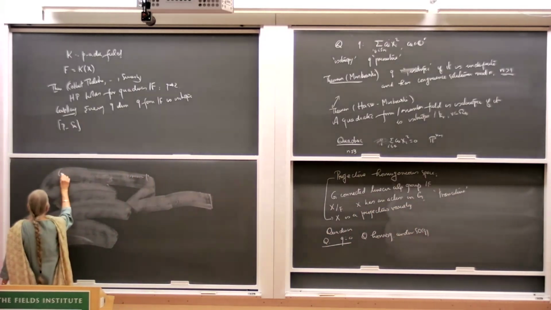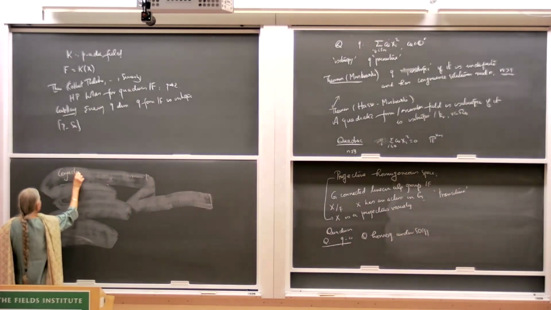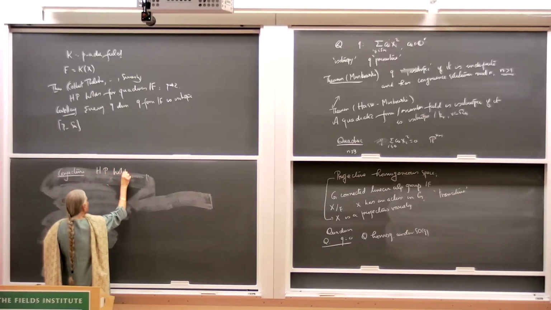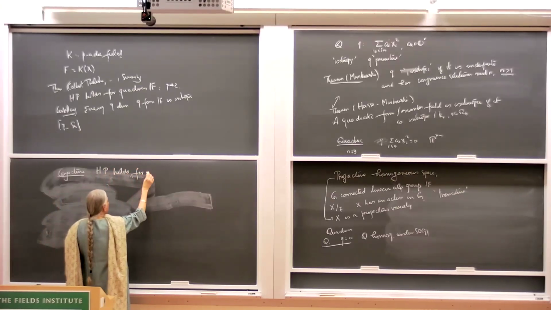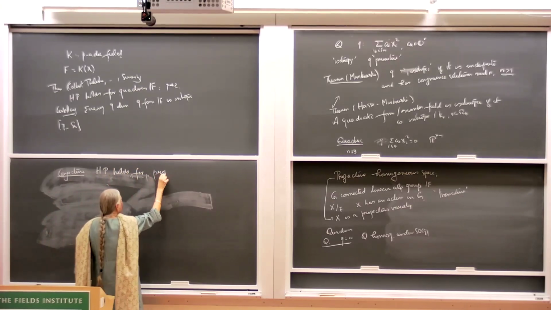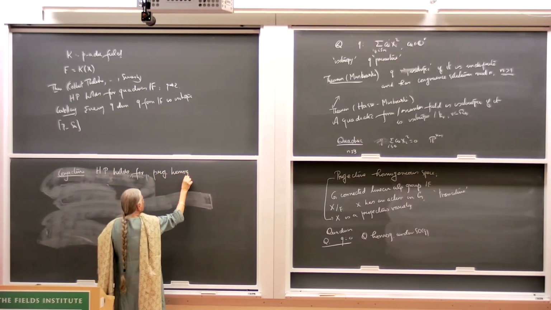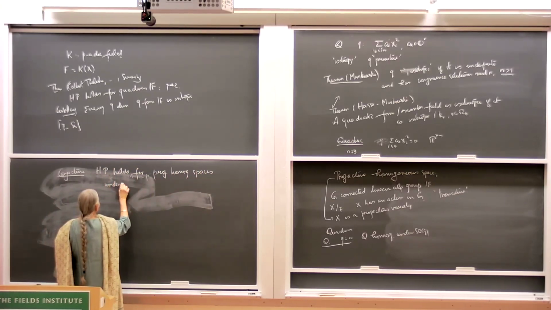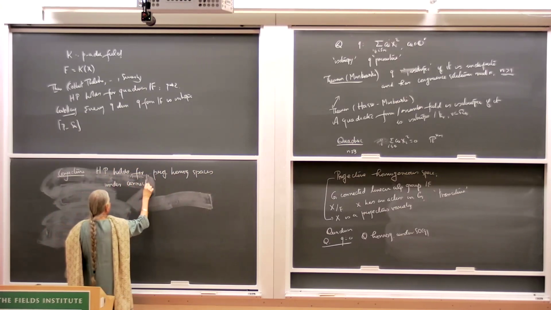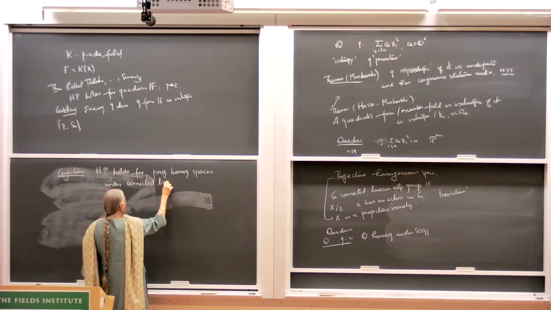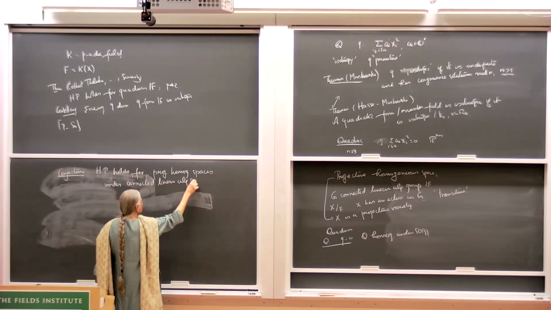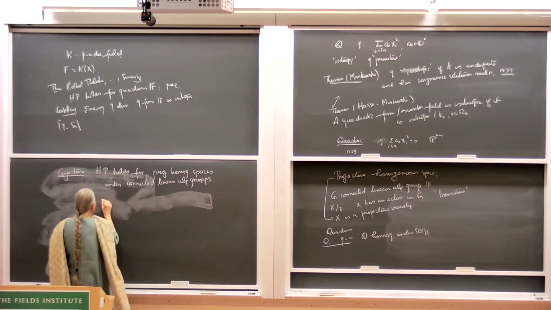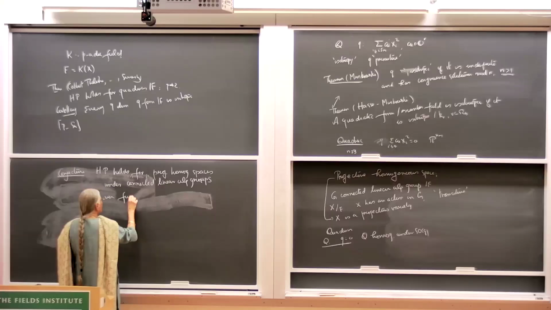Namely, it is a conjecture very analogous to the number field case: Hasse principle holds for projective homogeneous spaces under connected linear algebraic groups over function fields of p-adic curves.